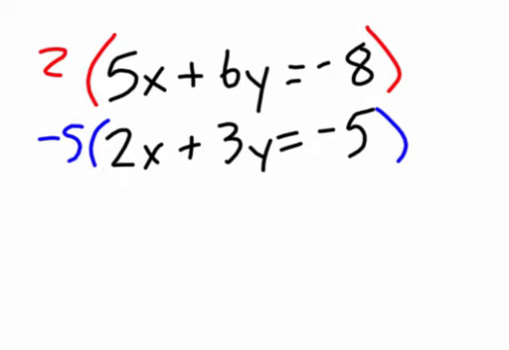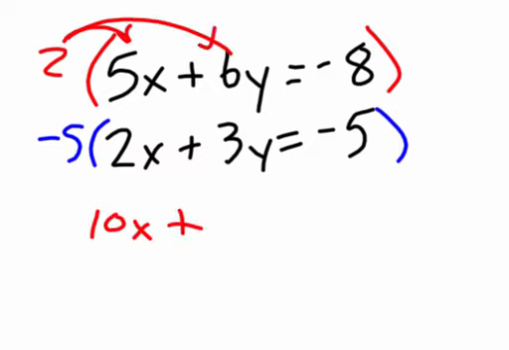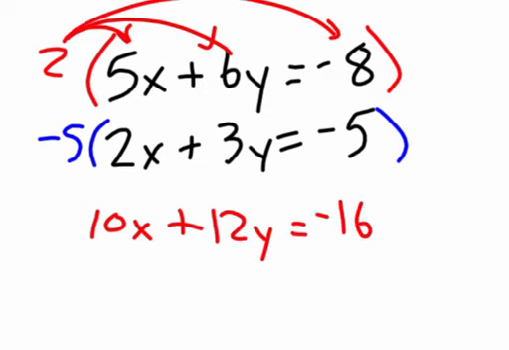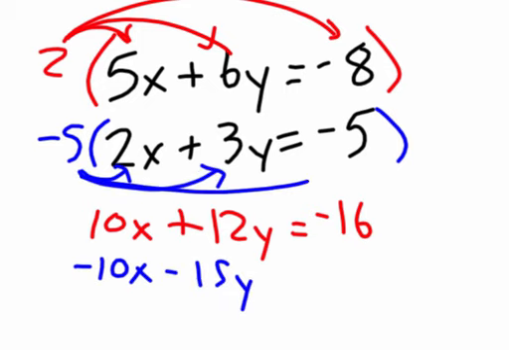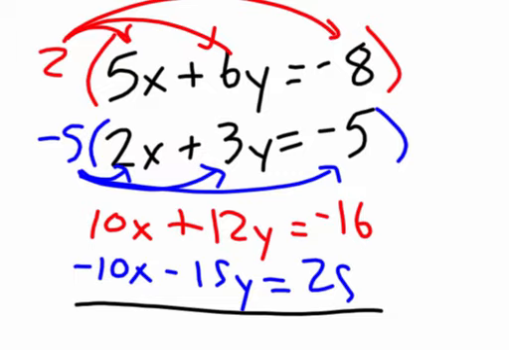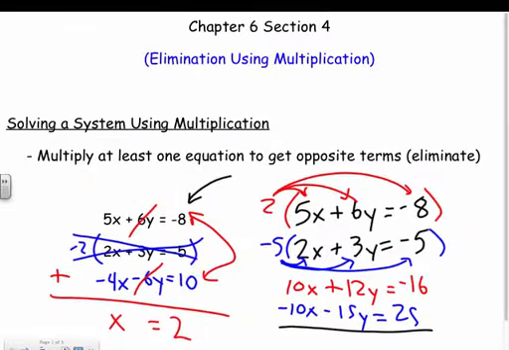And then I have to replace both equations. So this top one would become 2 times 5x, which is 10x; 2 times 6y, which is 12y; and 2 times negative 8, which is negative 16. And then I'd have to do the bottom equation. Negative 5 times 2x, which is negative 10x; negative 5 times 3y, which is negative 15y; and negative 5 times negative 5, which is positive 25. And then I could go through and solve my system by elimination. That's why I eliminated the y's. So it's much better to do this first way, because it saves you a little bit of time.